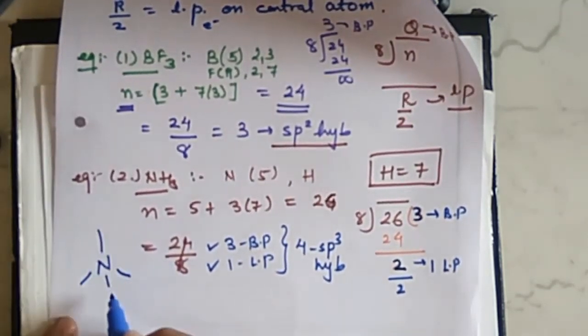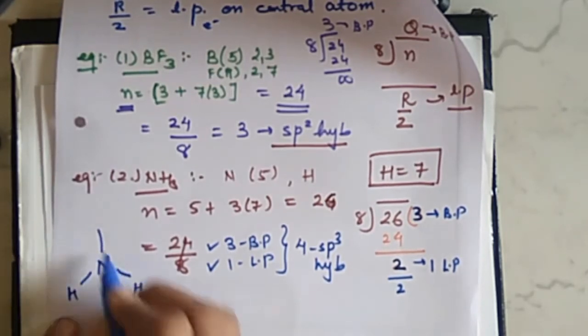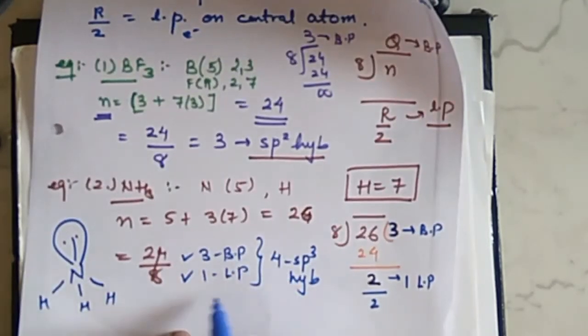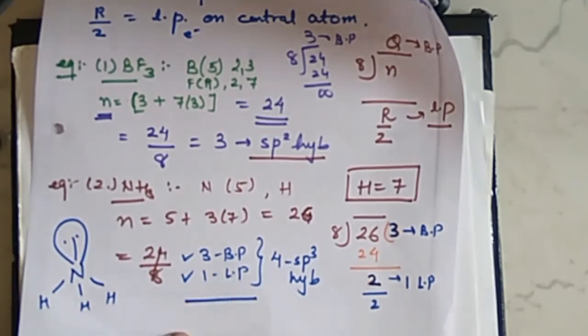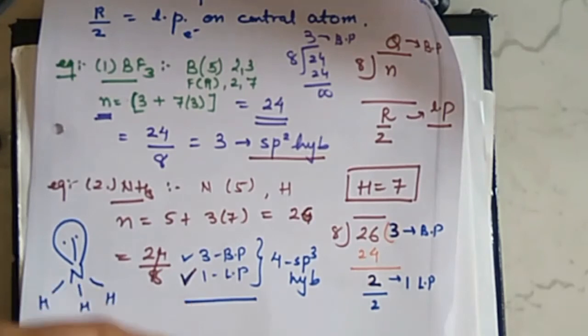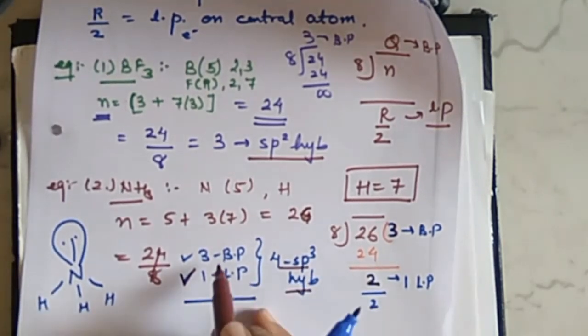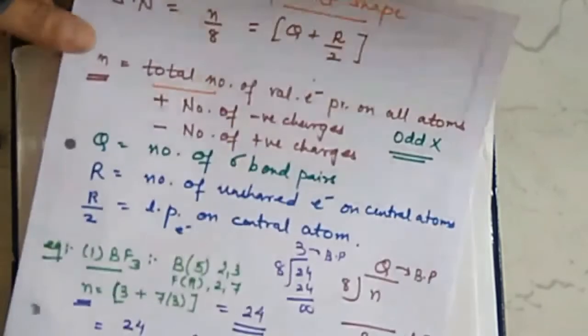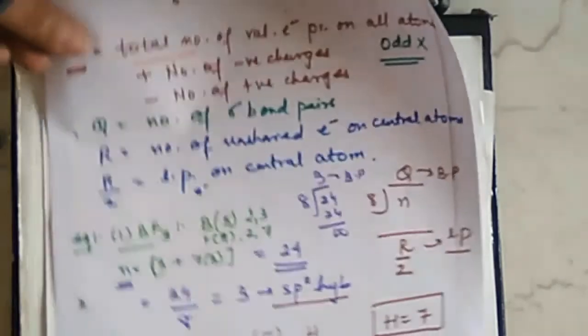That means this is the structure of a regular tetrahedron, but here there are 3 hydrogen atoms and 1 lone pair present. So using this method, we'll be able to identify the number of lone pairs present in a given molecule, along with the hybridization and the geometry. Let us take a few more examples.